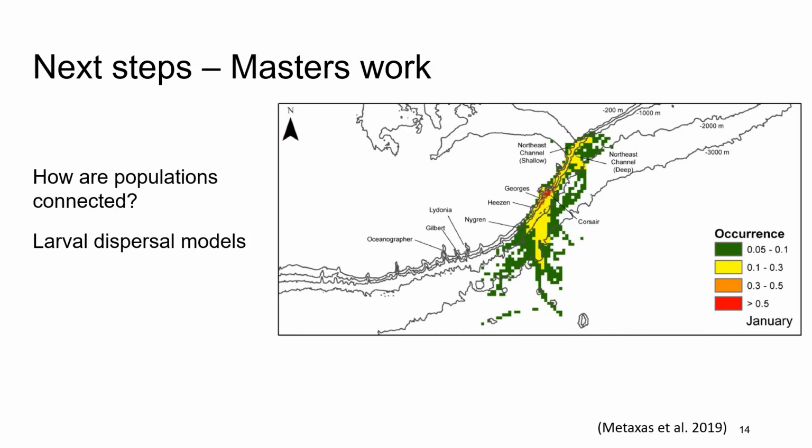This is a figure from Metaxas et al. 2019 of modeled larvae into Corsair Canyon. Here you can see the Northeast Channel, and here you can see Corsair Canyon. There is a small chance of connectivity occurrence over a large area of the continental slope, and small area with chance of occurrence of over 50%. I would like to improve upon this work with better bathymetric resolution, allowing connectivity predictions on a finer scale, as well as include these new recruitment data in Corsair and Northeast Channel in the model.